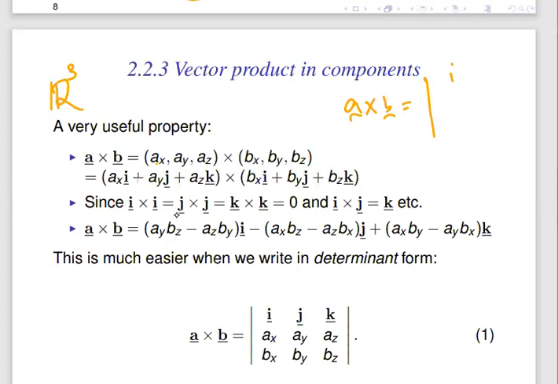Let's write them down. So you get this one cross this. What is the value of K cross I? So how do you find I, J, K? We have the circular symmetry. K cross I is J. Therefore, this one is A Z B X J.